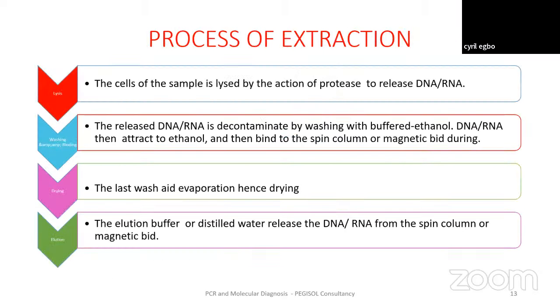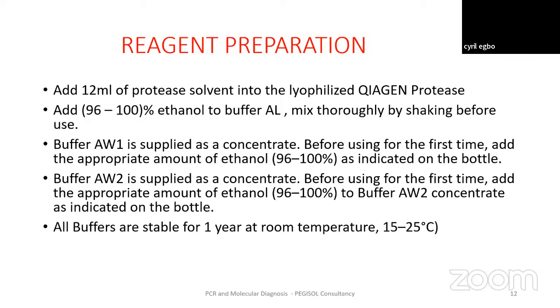Then what are the reagents that are required? For instance, in this particular lecture, we are going to be relying on Qiagen products, because there are other products that produce reagents you can use for DNA extraction manually. Qiagen has reagents that you can use manually, and they equally have the ones that you can use for automation. So in preparing your reagents, how do you achieve this?